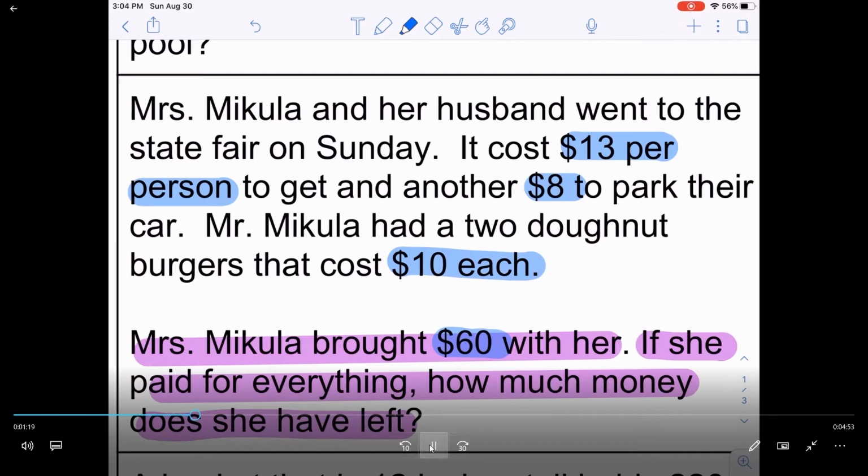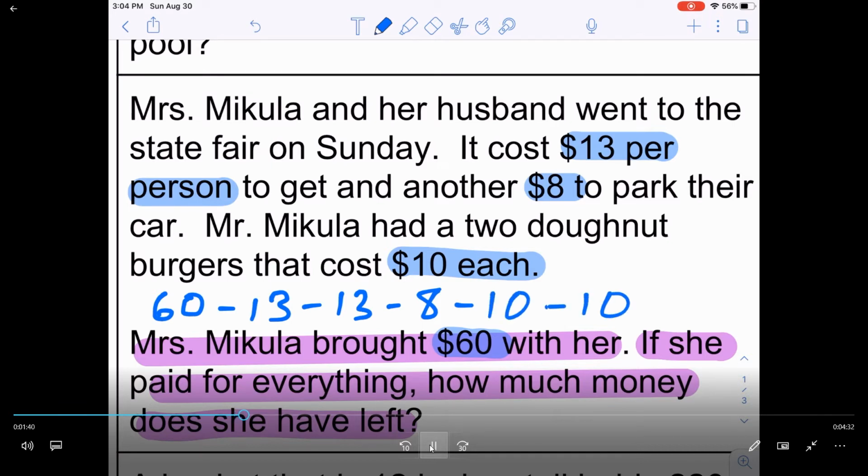And so here's how I would do this problem. So she has $60. She spent $13 for herself to get in. She spent $13 for her husband to get in. They spent $8 to park their car. Mr. McCullough had two hamburgers. So you'll notice that we have 60 minus 13 minus 13 minus 8 minus 10 minus 10. Now, to me, that's the easiest way to do this problem, is just to go through and write down each individual thing she's bought and paid for.